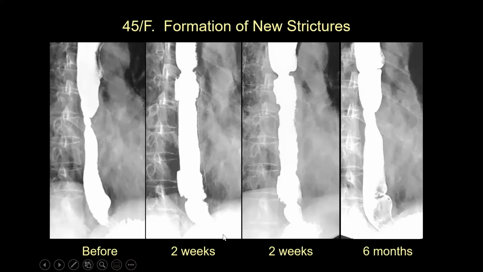Here is an example of formation of new strictures. You can see corrosive stricture and new strictures above and below the stent 2 weeks after stent placement. So we remove the stent. Interestingly, 6 months follow-up esophagram shows improvement of new strictures and original stricture.